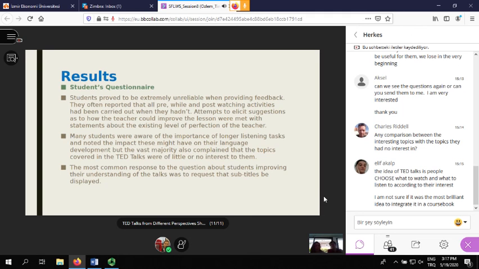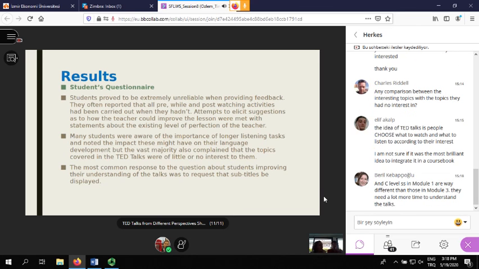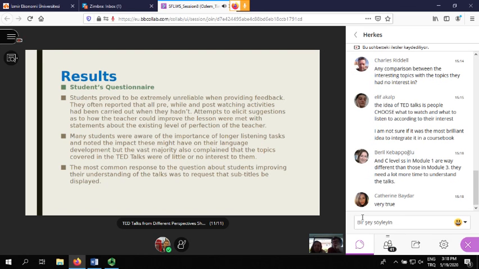So we tried to see if we could get the TED Talks to be a little bit more effective in the classroom for student performance. We found that, yes, we could to a certain level, but perhaps not as much as the amount of effort and input would justify, really. And it says C-level students in Module 1 are way different than those in Module 3. True. Absolutely right.